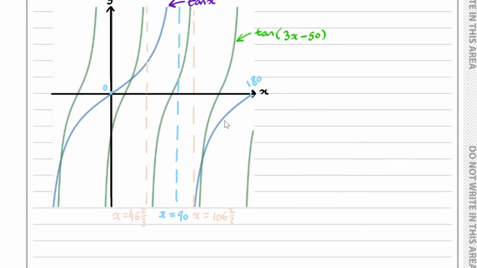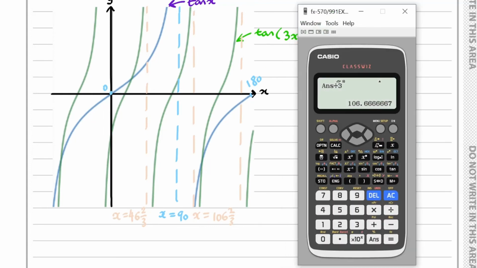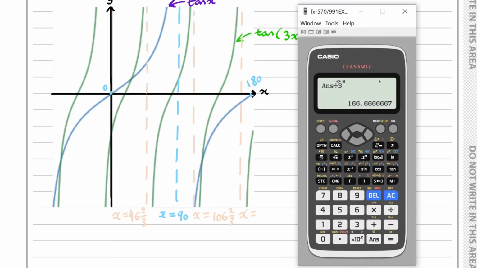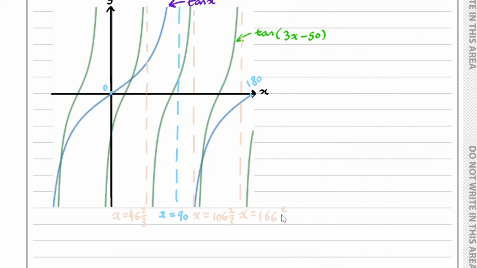And of course we've got another asymptote here somewhere, okay? And if you want to figure out that asymptote, well, 270 plus 180 plus 50 divided by 3, that's 166 and 2/3. So here we've got x equals 166 and 2/3. So that's this asymptote. This asymptote corresponds to this, and this asymptote corresponds to this. And we can even do the -1 as well, but let's just leave that for now.